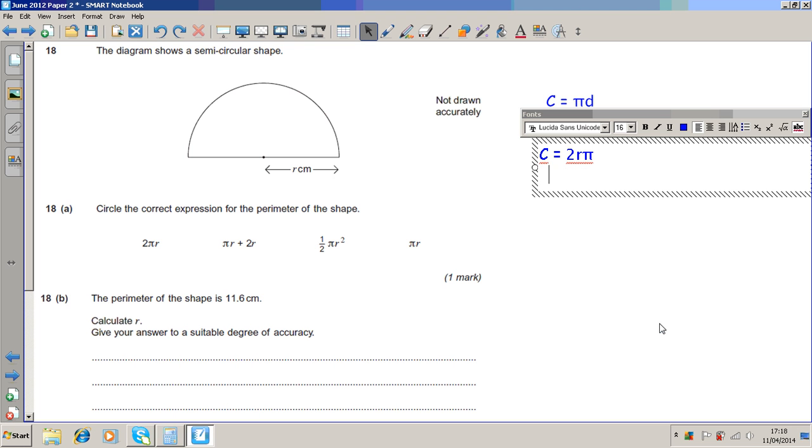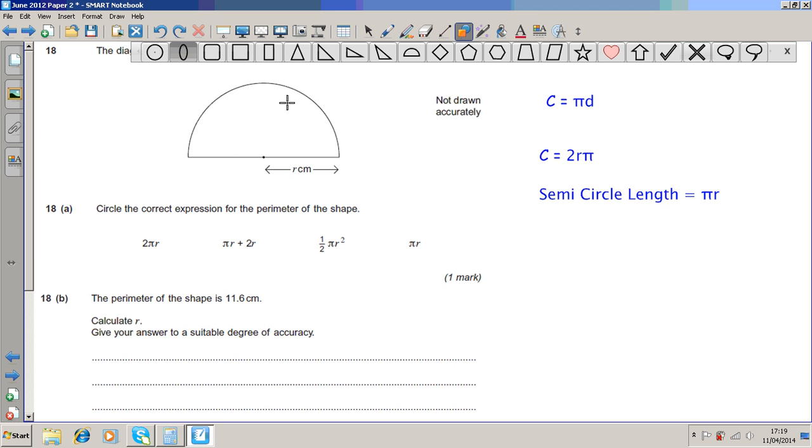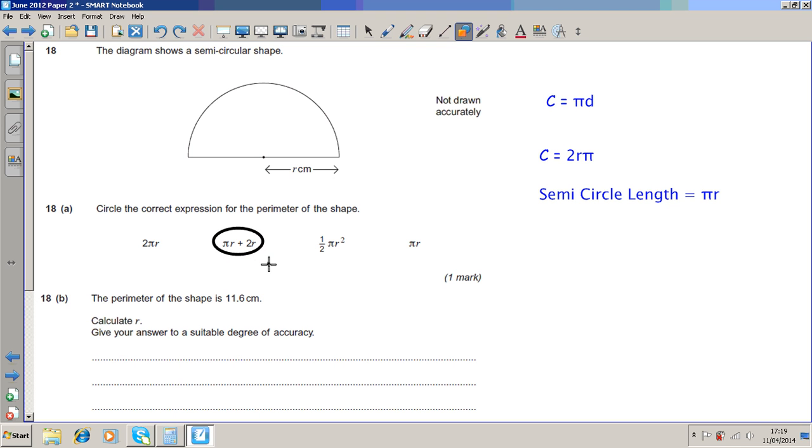Now we've only got half of it. So the semicircle length is going to be half of that, which is going to be pi times the radius. So the distance around there, the arch bit, is pi times the radius, and then we've got 2 radiuses in the middle. So pi times the radius plus 2 radiuses in the middle is going to be pi r plus 2r. Winner.